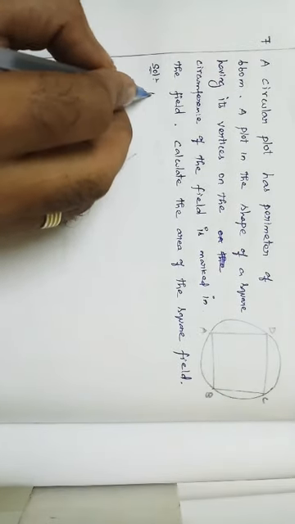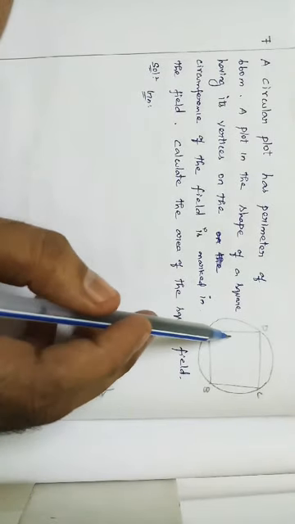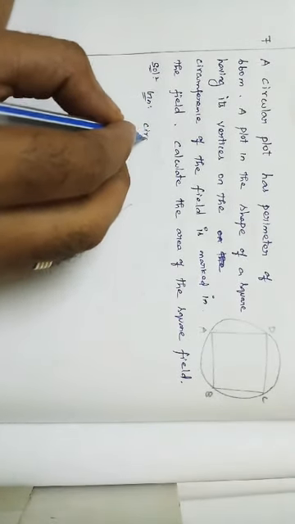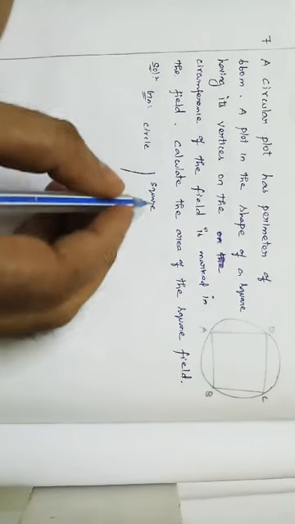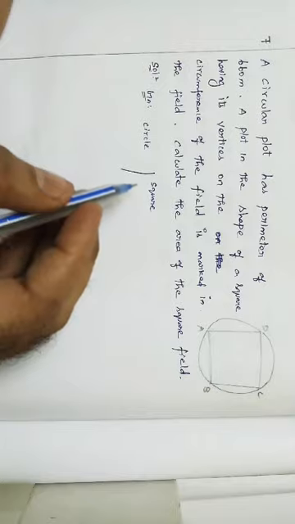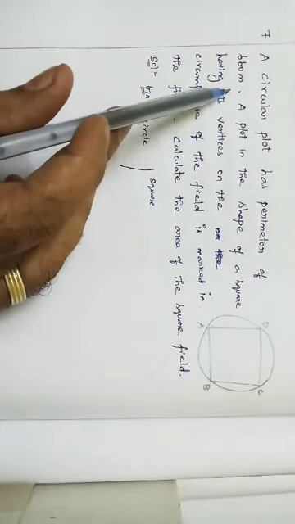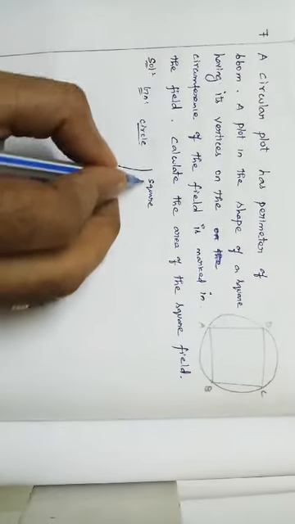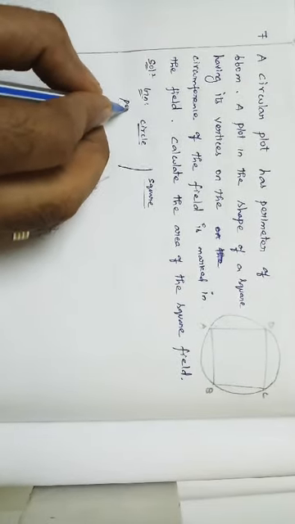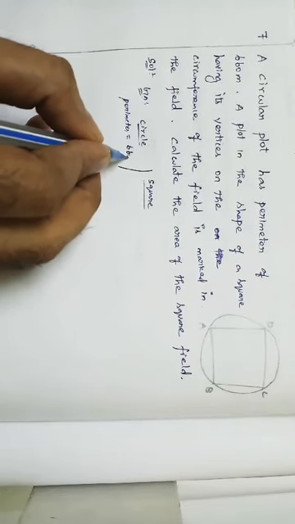So first, given. What shapes are they discussing? Circle and square, right? They are discussing two shapes, circle and square. So a circular plot has a perimeter of 660 meter. First just sort out the given. So we have that the perimeter of a circle is equal to 660 meter, right?